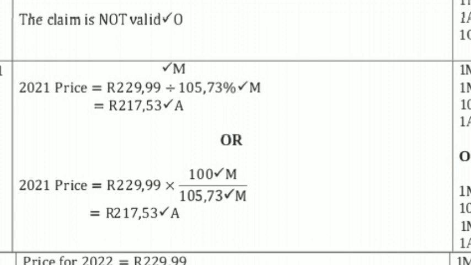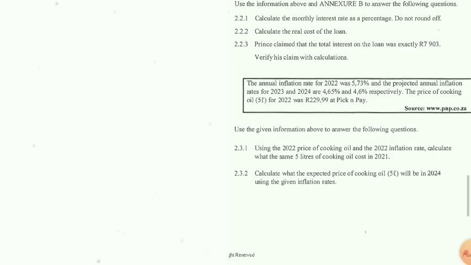I made an example here, guys. Let's say the inflation rate of 2022 was 9%, we will say 109%. We will say 229.99 divided by 109%. So right now it is 5.73%, we say 105.73%. So that's it. Then we find the final answer, which equals 217.53.